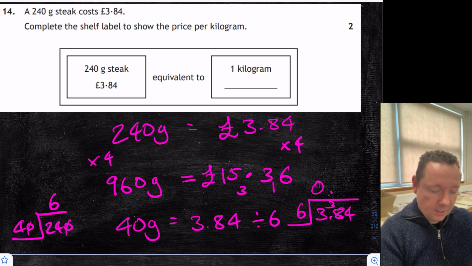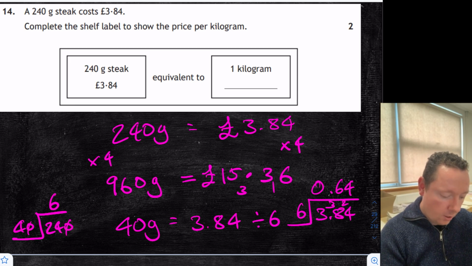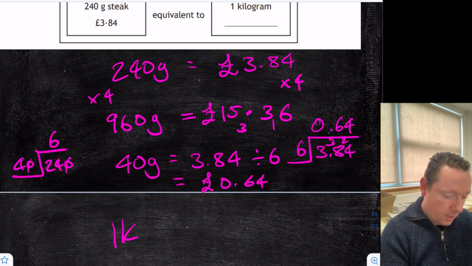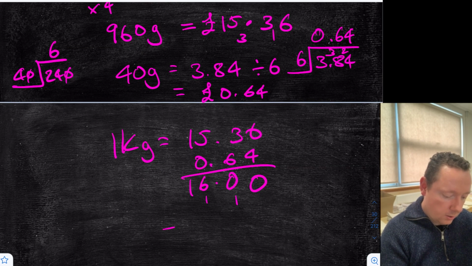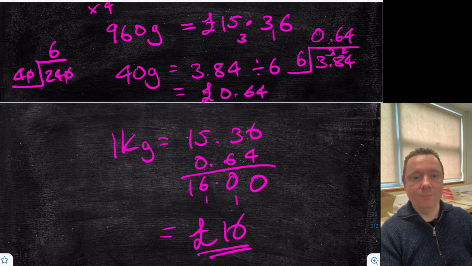Six fives are 30, 6 threes are 18, plus 3 is 21, carry 2, 6 fours is 24. So I now know 40 grams is equal to £0.64. So that means that 1 kilogram just equals £15.36 plus 0.64, which is £16.00 or £16. And we're done there.